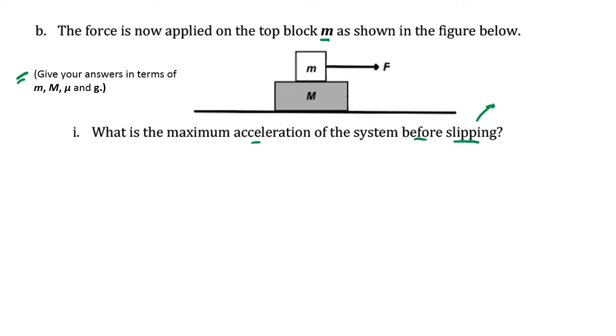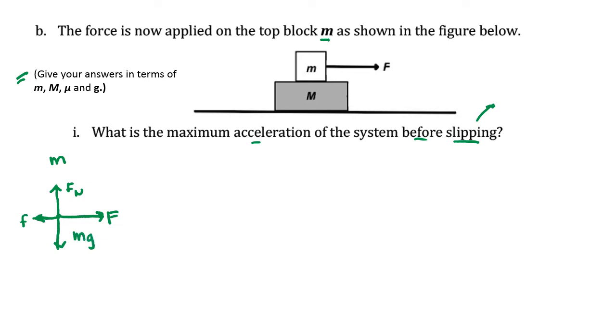Okay, so here it is very important that we analyze the free body diagram of each block. So for the small m, the forces acting on it would be the following. We have the applied force, F. We have friction directed to the right. As we apply force, there will be friction right there. And then we have the normal force, which is the upward force exerted by the bigger block on the smaller block.